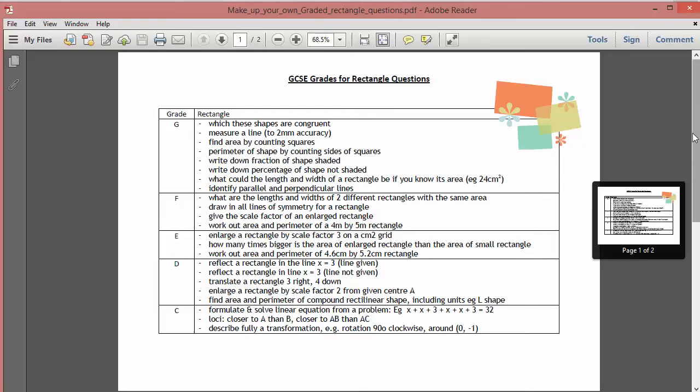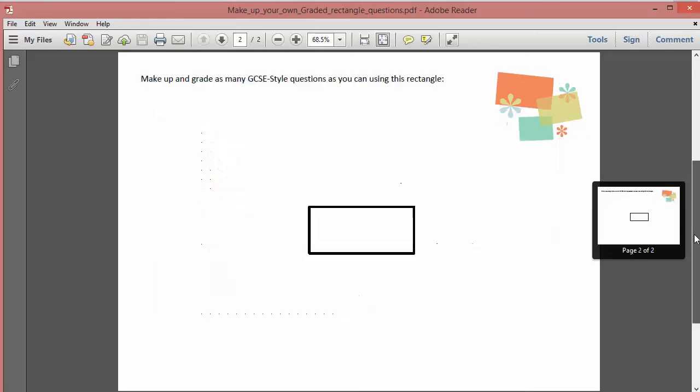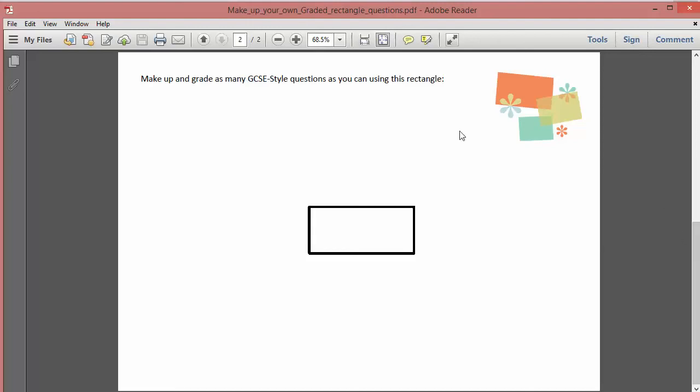But how does the resource actually work? Well, if I scroll down to the second page, you'll see just a blank rectangle. And then the challenge to students: make up and grade as many GCSE style questions as you can using this rectangle. Now that's very open-ended and unstructured for students, and a lot of students, particularly the foundation students that this resource is predominantly aimed at, would be a bit daunted by that.